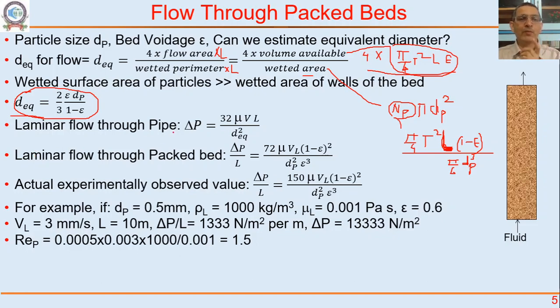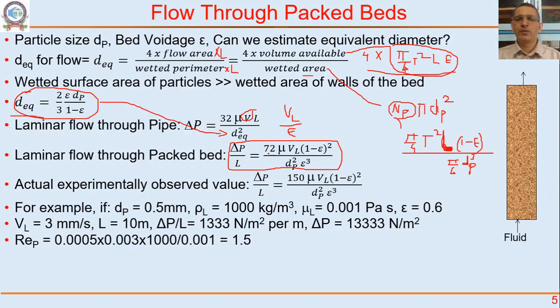And if the flow is laminar, what is the expression? Delta P is 32 mu V L by D equivalent square. Substitute this here, rearrange, and then put this V as V superficial divided by epsilon voidage. Why? Because superficial velocity is easy: total flow rate divided by total cross sectional area. That's how it is easy to calculate. So then you will find delta P by L is 72 mu V superficial 1 minus epsilon square divided by dp square epsilon cube.